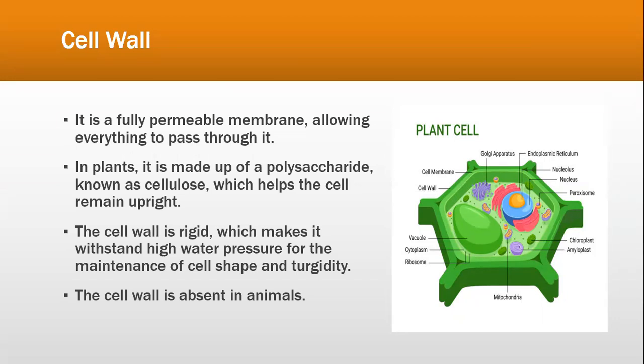The cell wall is rigid, which makes it withstand high water pressure for the maintenance of cell shape and turgidity. ये cell wall basically plant को एक shape भी देती है and keeps it upright and helps in movement in and out of the cells. And we'll be talking about osmosis in the next chapter. जो आपका chapter number 5 है.